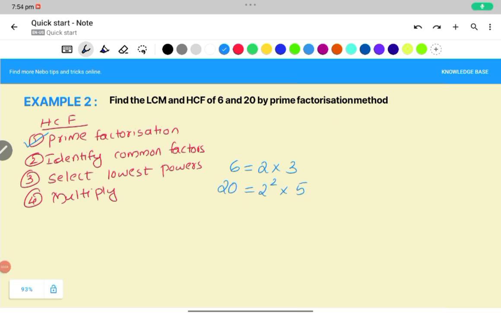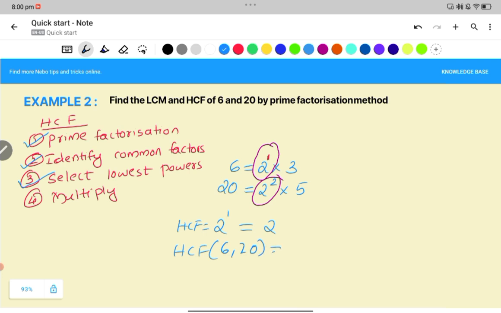Next, we have to identify the common prime factors present in the given numbers. The common factor present in both 6 and 20 is 2. Next, we have to select the lowest power of 2. Here, the lowest power of 2 is 1. So, there is no common prime other than 2. So, HCF is equal to 2 power 1, that is 2. Therefore, HCF of 6 and 20 is equal to 2.